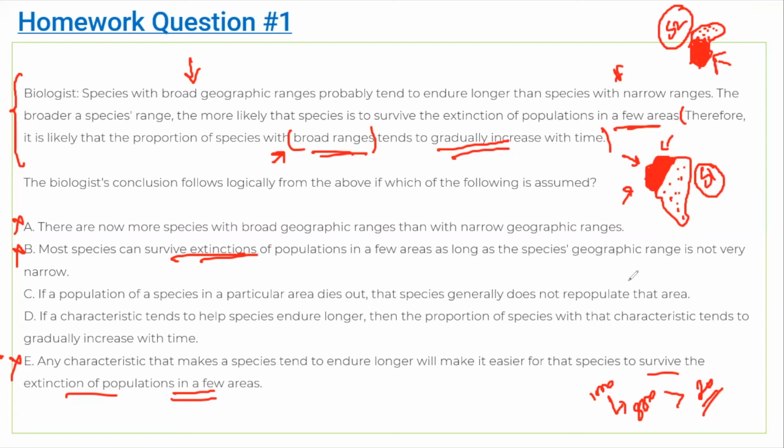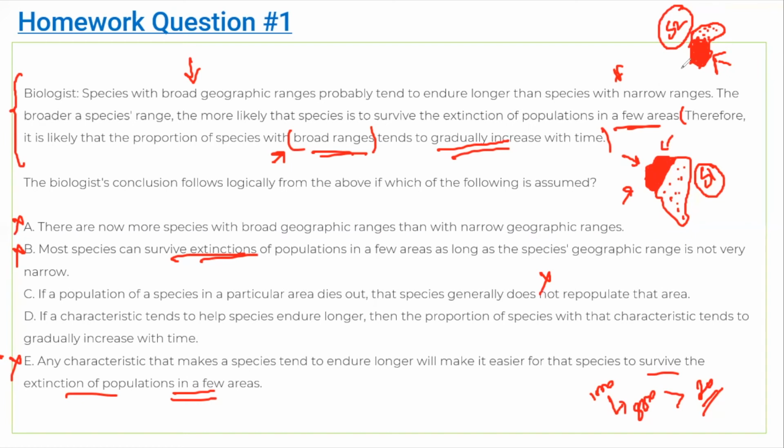However, the question I'm asking is, I'm actually now negating C. That species does repopulate. So if I negate C, what will happen? This "not" will be removed. So the species does repopulate that area. Let's imagine that S1 will again repopulate these areas, S2 will also repopulate them. Just because the repopulation is happening, does it mean that S1 will not increase with time in comparison to S2? No, right? I mean, think about it.